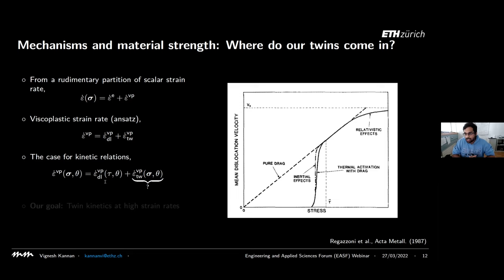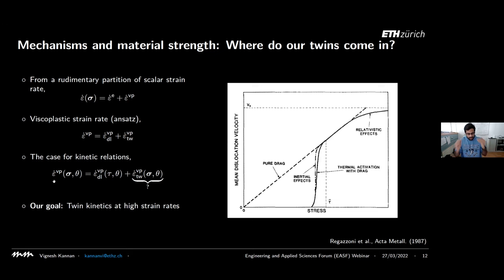The kinetics of dislocations have been understood. What we do not know is what drives a deformation twin and how fast a deformation twin can propagate. And if we don't know this information, we do not have a good sense of the strength of the material from this multi-scale perspective, right? So this is our goal. We're going to look at twin kinetics at high strain rates.